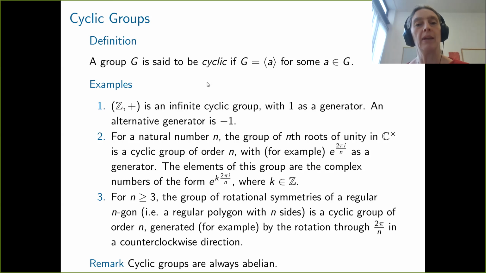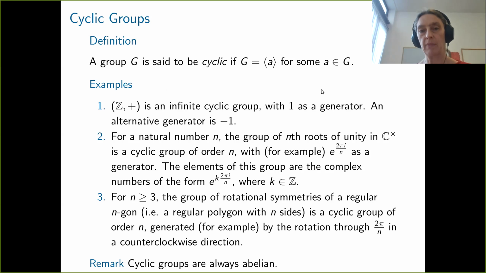So an example: the group of integers under addition is an infinite cyclic group generated by the element 1. What that means is if we take the integer 1 and add 1 to itself, 1 plus 1 is 2, do it again, 1 plus 1 plus 1 is 3, 1 plus 1 plus 1 plus 1 plus 1 is 5, and so on. Every single positive integer can be obtained by adding 1 to itself some number of times.